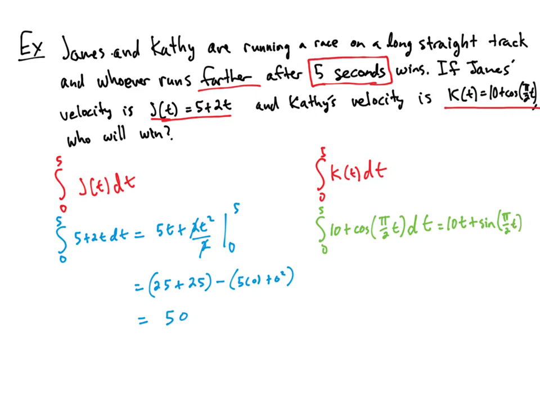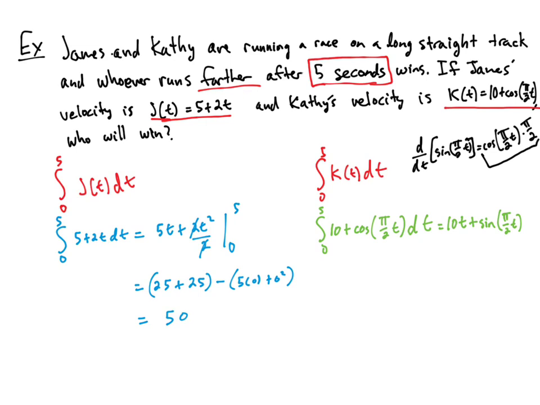So if you want to check that, let's say, what's the derivative of sine of pi over 2t. Well, the derivative of sine is cosine, and we're going to have to use the chain rule here to find the derivative. So what we do is we take the derivative of the inside part, which is pi over 2.